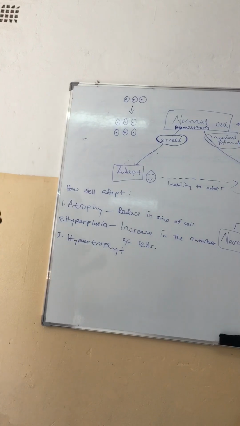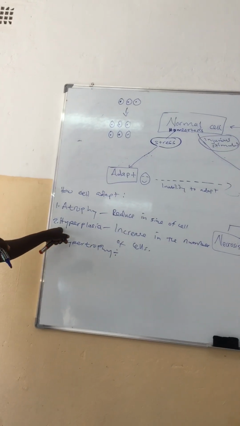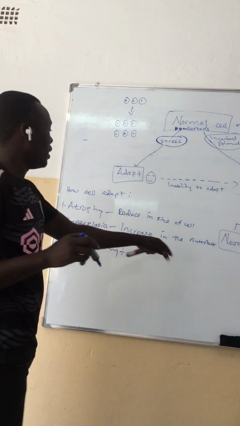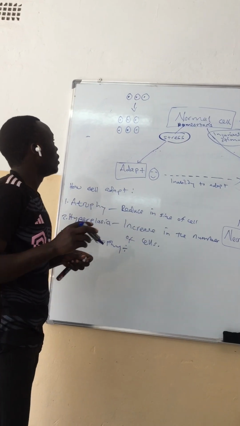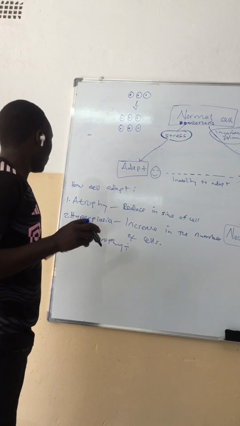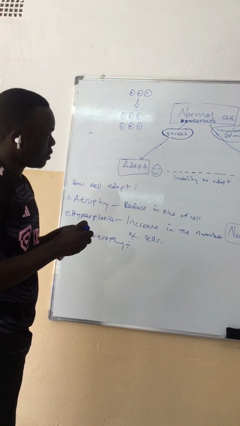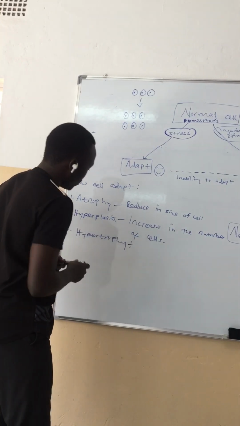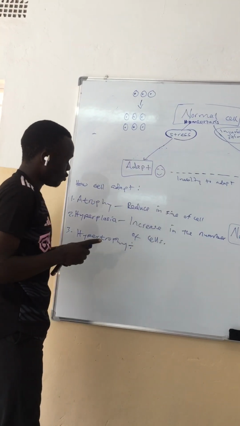What is hypertrophy? We just finished explaining hyperplasia, which is the increase in the number of cells. Now we want to explain the next point. What happens under hypertrophy when the cell has been stressed?